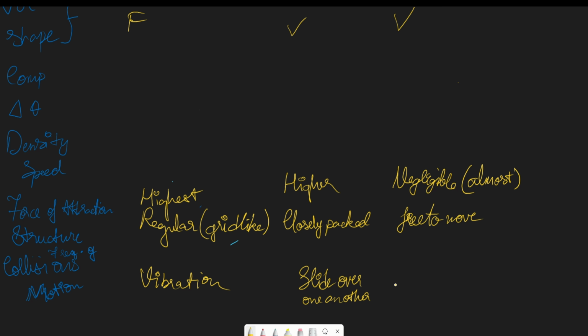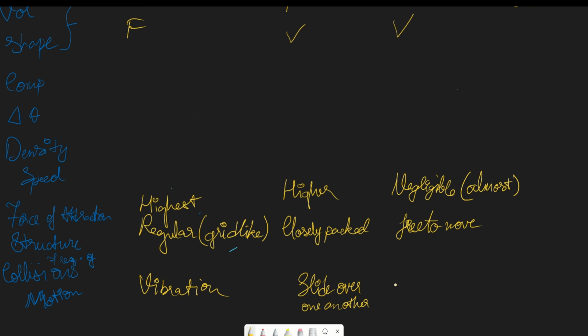So if you keep all your fingers really tightly packed, you can't move them around. But if you make them slightly looser, they're still close together, but you can move them about one another. So the shape changes, but it does not expand. That's why it has a fixed volume but variable shape.